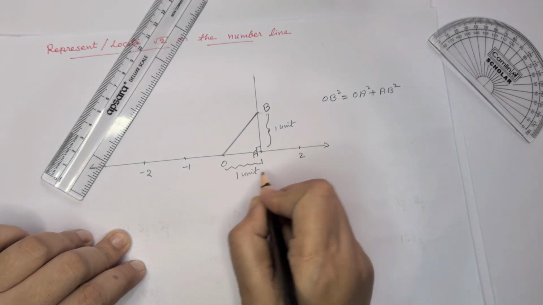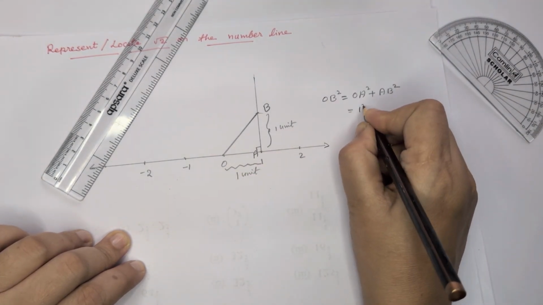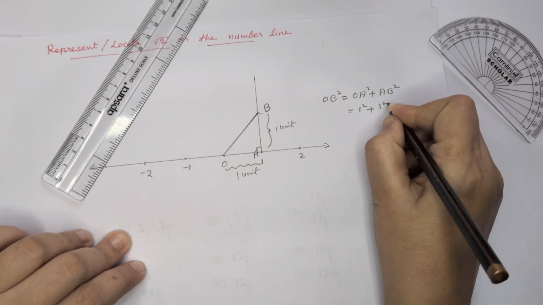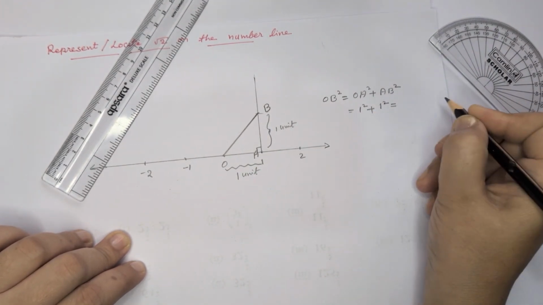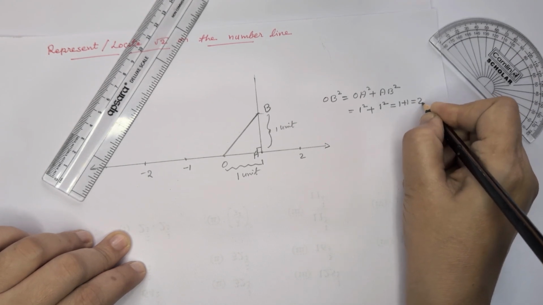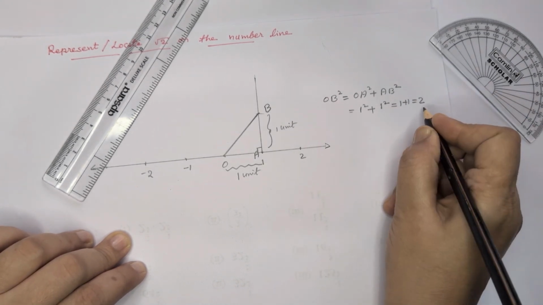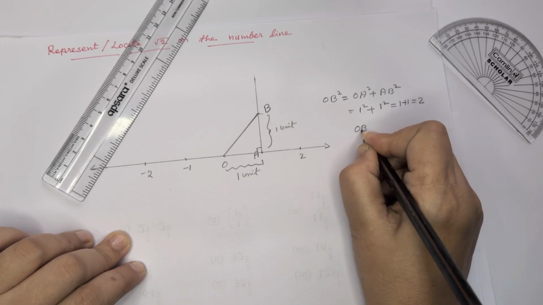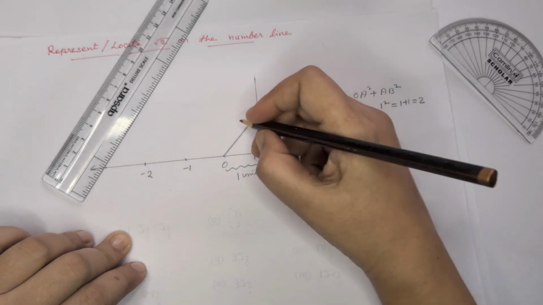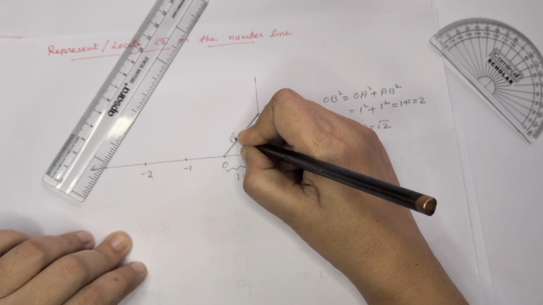Here OA is 1 unit. That means 1 square plus AB also the same unit, 1 square. So we will get 1 square plus 1 square, 1 plus 1, 2. Now OB square is equal to 2. That means OB is equal to root 2. So we got this length OB as root 2.